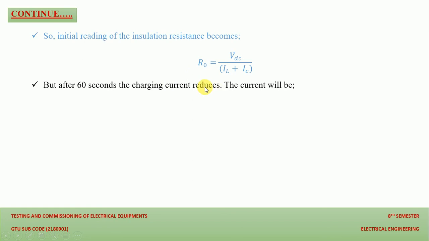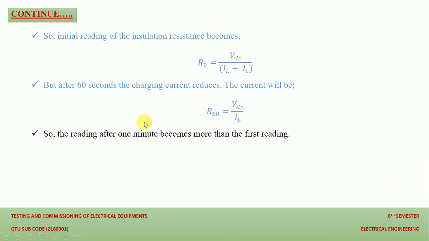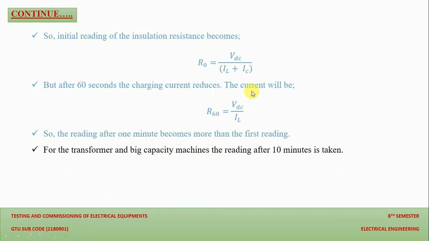So this is the formula from which we can measure the initial insulation resistance. After 60 seconds of charging, the current reduces. So after 60 seconds we will again measure the resistance, that is R at 60, which is VDC by IL. There will be no charging current after 60 seconds, so we can neglect it here. So the equation becomes VDC by IL, and the reading after 1 minute becomes more than the first reading. Why is it more? Because there is no charging current, so the resistance will be more.